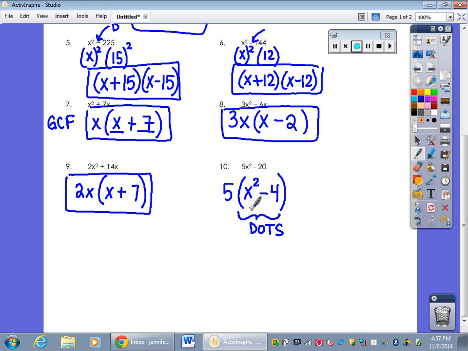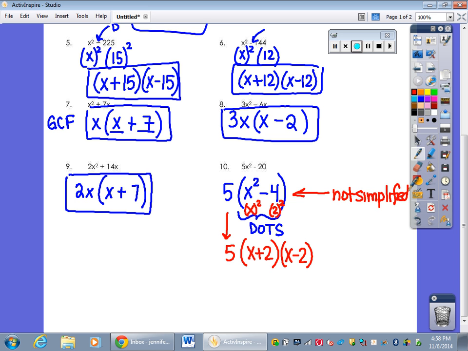Now what you notice here is this is a difference of two squares. This is x squared, and this is 2 squared. So we not only have the 5, but we also have this can become x plus 2, like we did in numbers 5 and 6, times x minus 2. So if it can still be factored, you have to continue to factor it. So this would not be simplified. So we need to simplify that more and do the dots to get this. So our final answer would be 5 times x plus 2 times x minus 2.